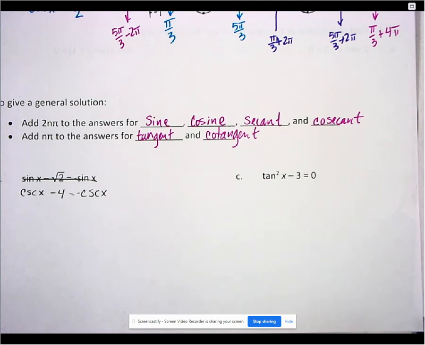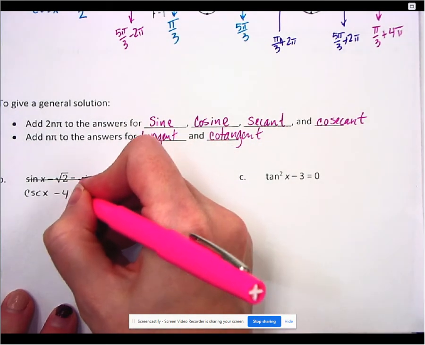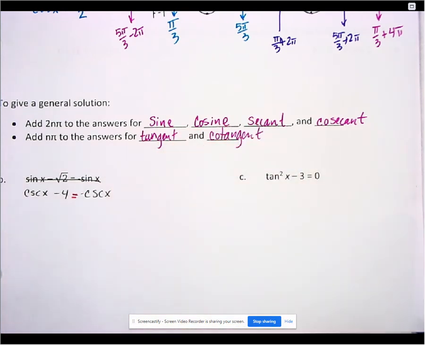Okay, so we'll do some of these. All right, so this one, I changed the problem. It's not super neat. This is the equal sign. So we're going to solve the equation cosecant x minus 4 equals negative cosecant of x.